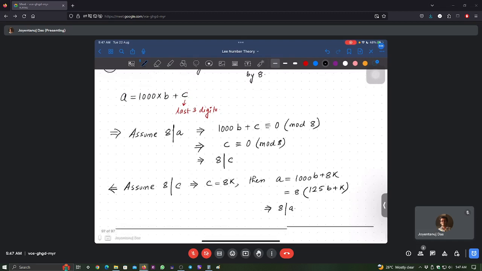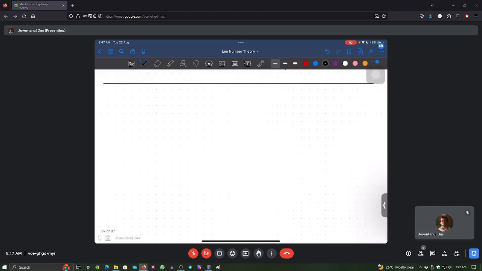So let us see part C. What C says is that a number is divisible by 3 if and only if the sum of the digits is divisible by 3. So what is the meaning of the sum of the digits?